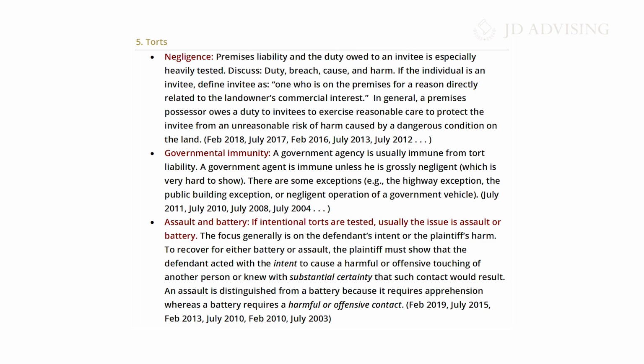They also like to test defamation. They've tested nuisance before. In February 2020, they most recently tested false imprisonment, which is kind of new because they haven't really done that. So keep in mind that assault and battery are their favorite intentional torts to test, but they've tested others as well.